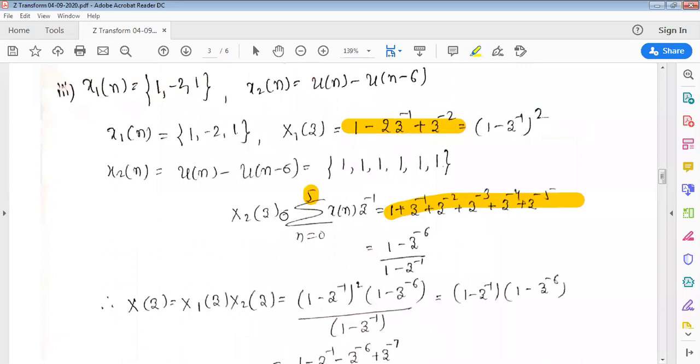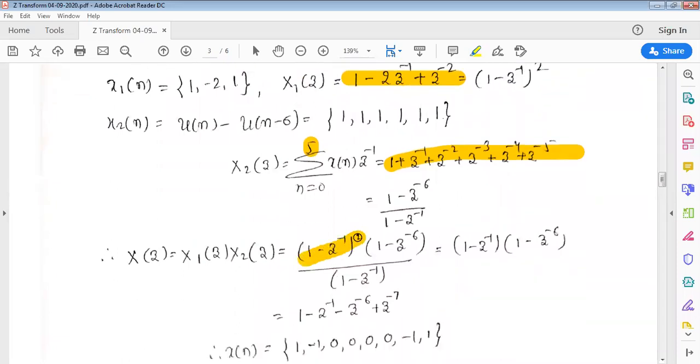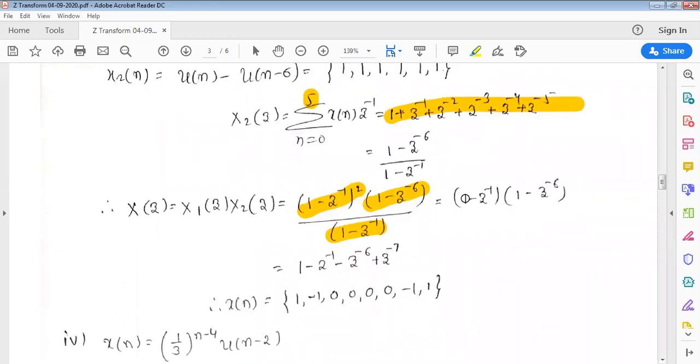What is x1 of z? This is 1 minus z raised to minus 1 whole square. This is your x1 of z. x2 of z is 1 minus z raised to minus 6 divided by 1 minus z raised to minus 1. So out of which 1 minus z raised to minus 1 gets cancelled. What remains is only 1 minus z raised to minus 1 and 1 minus z raised to minus 6. So multiply them. 1 into 1, 1 minus z raised to minus 6. This I write as minus z raised to minus 1. Then minus into minus 6 plus z raised to minus 7.